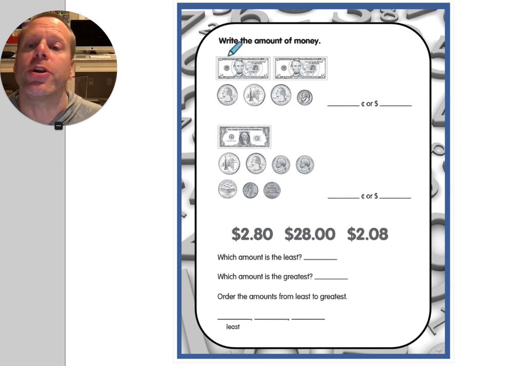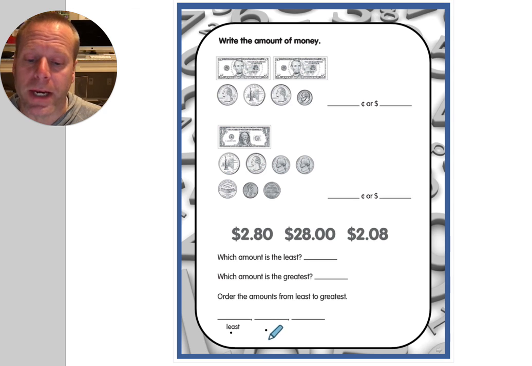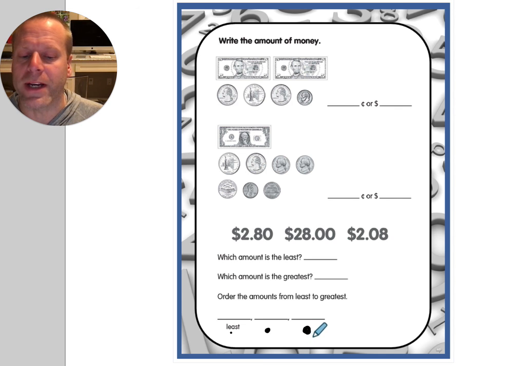Second page, you're counting the dollar amount with the coins and you're writing it on the line. And then you have to look at these and figure out which one is the least, which one is the greatest, and put them in order from the littlest all the way to the medium size, all the way to the biggest, or greatest, they might say.